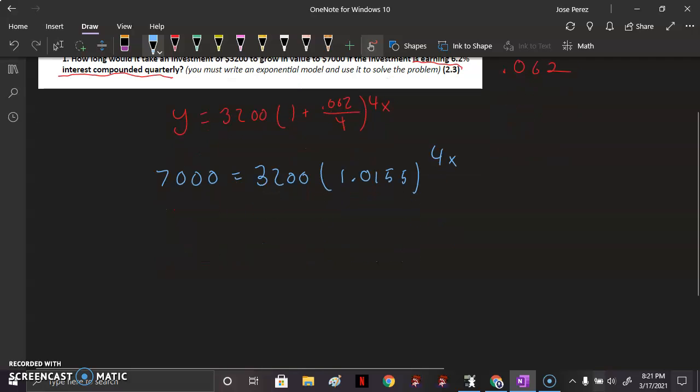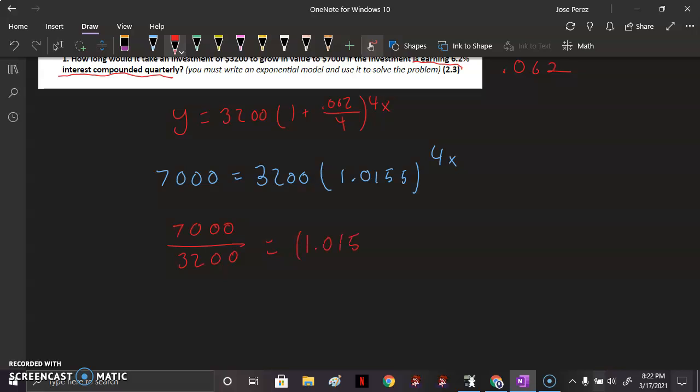So what is the next step? Well, the next step is to divide by 3,200. And if we do that, we will get 7,000 divided by 3,200 is equal to 1.0155 to the 4x. Now, what is the next step, you may ask?